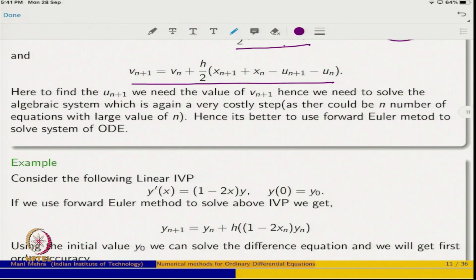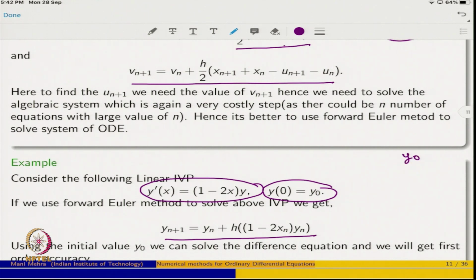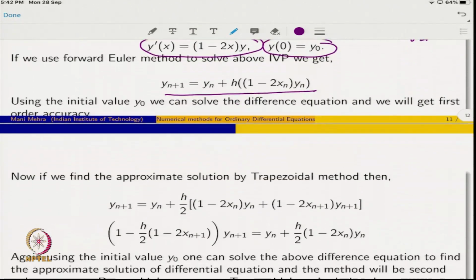Now, let me consider another example where we are considering the following initial value problem, and with the following initial conditions. So, this time this is a first order problem. If we use forward Euler method to solve it, the difference equation will be this, and y0 is given to me, and then I can compute y1, then from y1 I can compute y2. So, we can solve the difference equation and we get the first order accuracy.